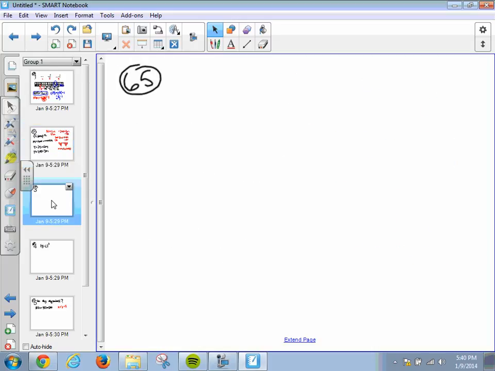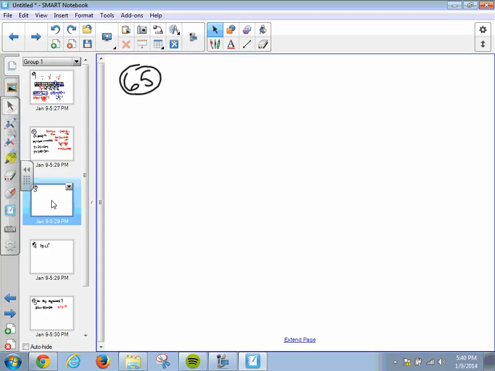All right. Moving on to 65. It's another one I'm going to do step by step. So it says the price of a movie ticket is $10.25, and it's going to increase by 3% per year. That means every year it's going to go up 3%. It says use that information to complete A through C.